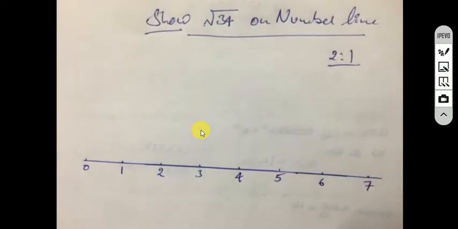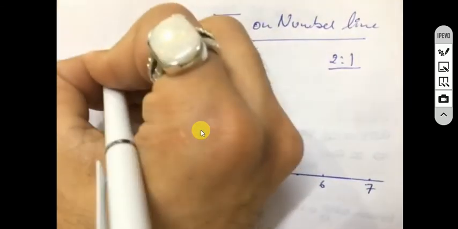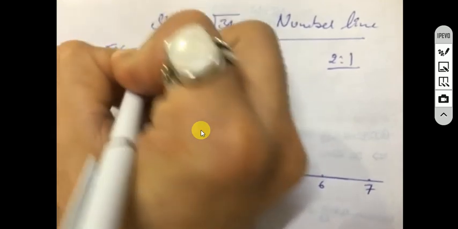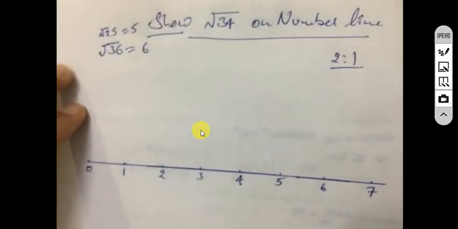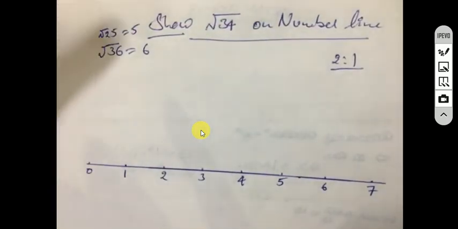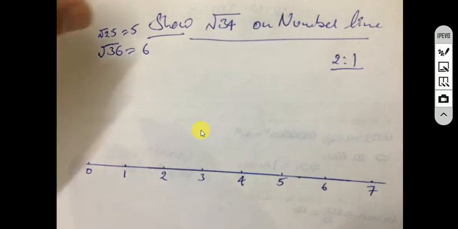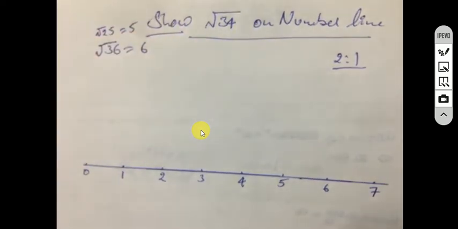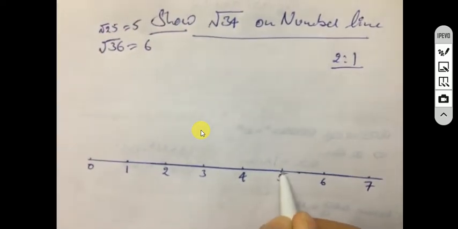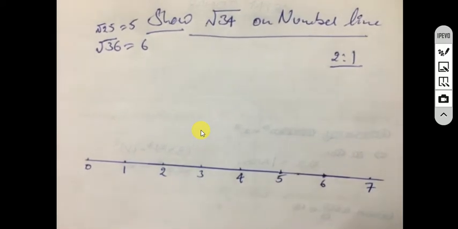Now, as we know, the closest perfect square above 34 is 36, whose square root is 6, and below that is 25, whose square root is 5. So we know that these are perfect square numbers, 25 and 36, with roots 5 and 6. Under root 34 will be in between 5 and 6.